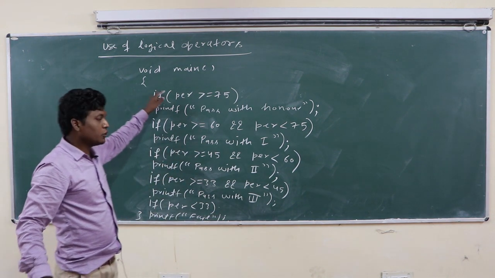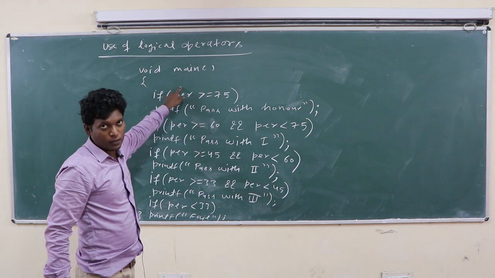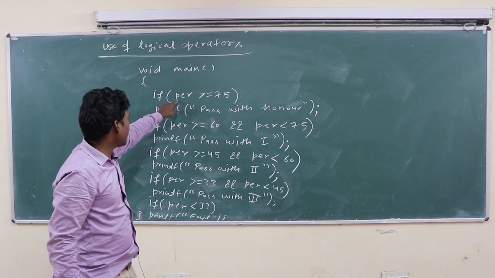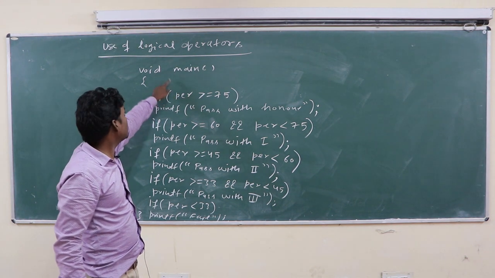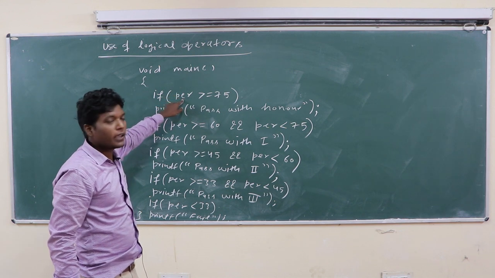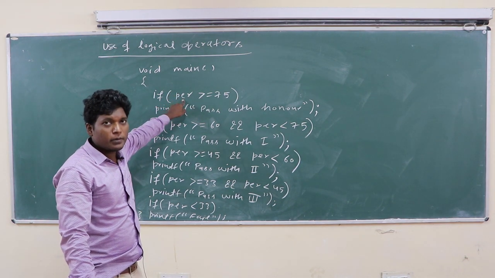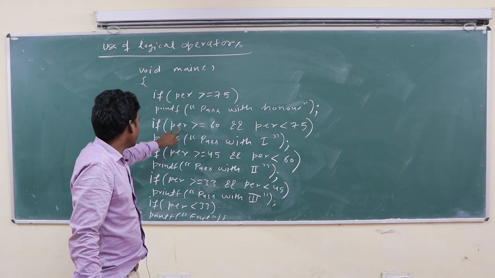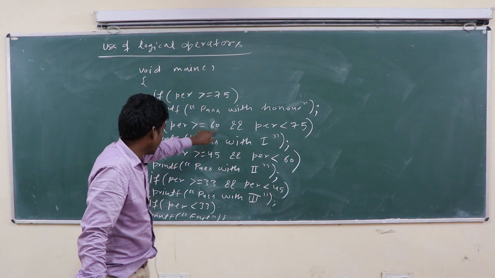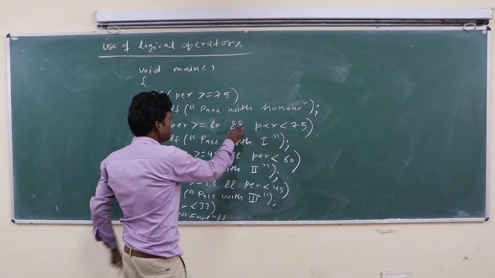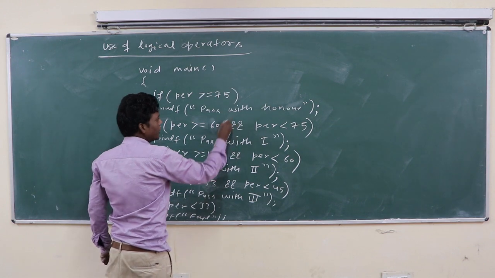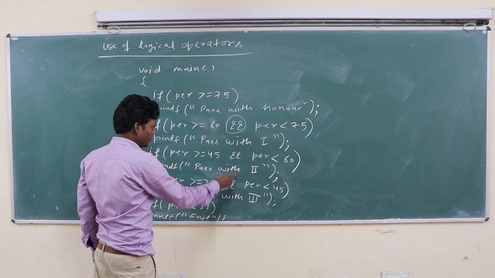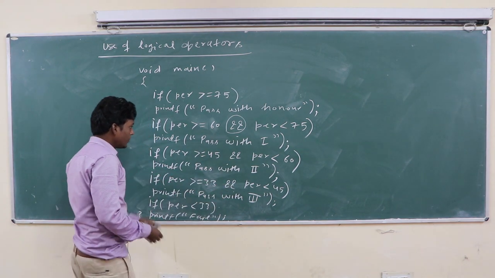In this program, we assumed percentage is inputted here. Suppose percentage has been inputted. Now we have to check using the logical operator whether the student is fail or pass. If pass, then with what grade? Percentage is greater than or equal to 75, pass with honor. PER is greater than 60 and less than 75. Here you have used the logical operator in each statement.